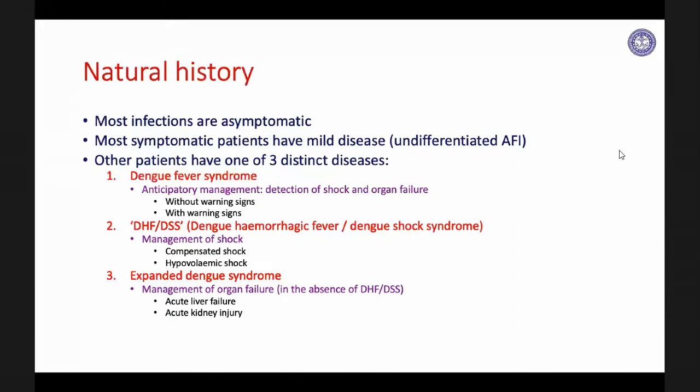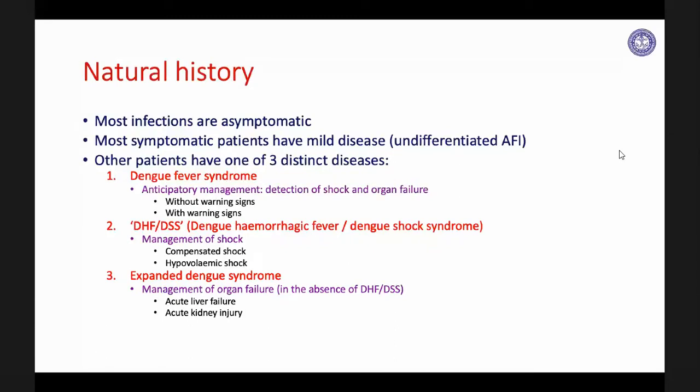Okay, so if you look at the natural history, when you get dengue infection, most infections are asymptomatic. And among the symptomatic ones, most patients have only mild disease. They simply have an undifferentiated acute febrile illness. The others can have one of 3 syndromes. That is dengue fever syndrome, dengue hemorrhagic fever or dengue shock syndrome, DHF-DSS, and expanded dengue syndrome.